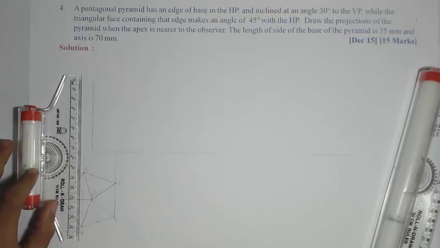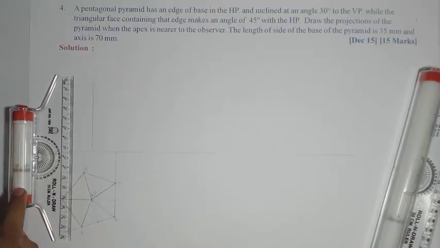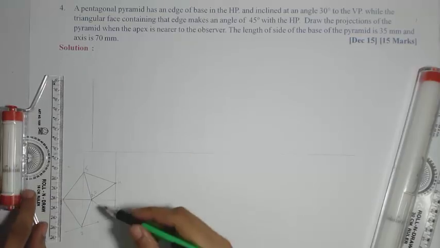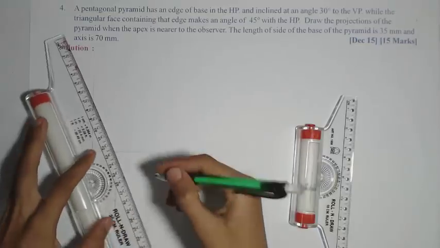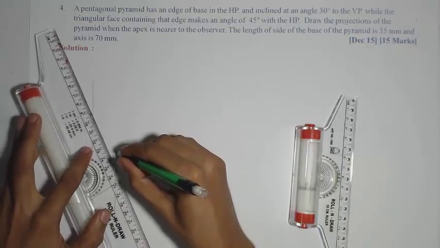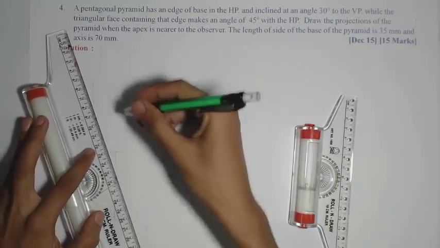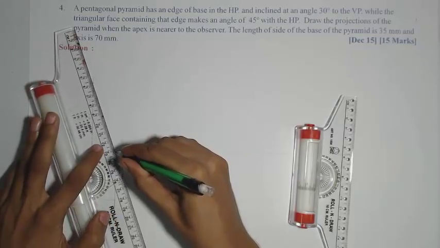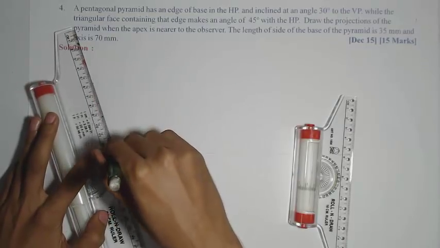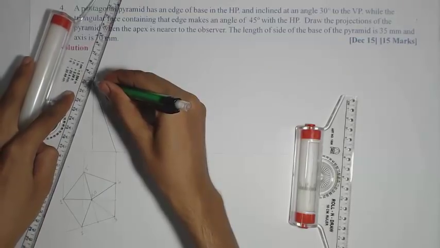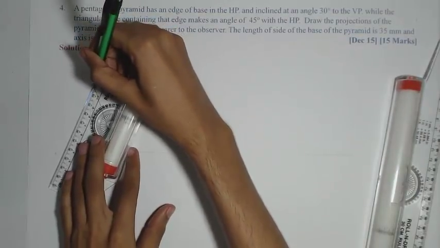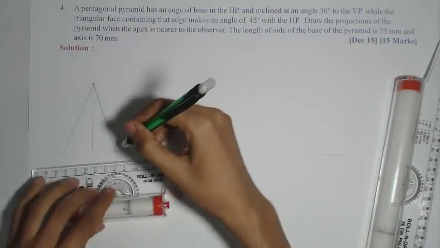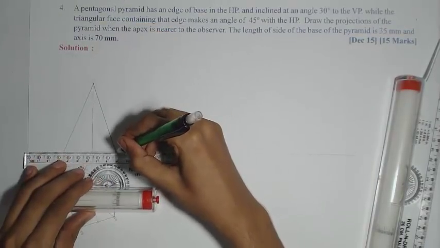So 2 and 5 will get one projector, and for 1. Okay. Now we will complete the front view by drawing the boundary arc. The 70 mm mark height is marked already, so we will mark the boundary arc. Then the base is also dark.